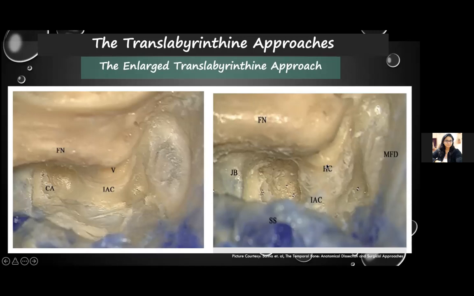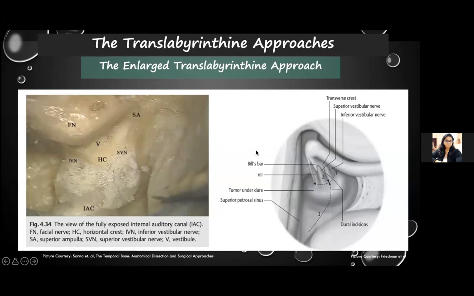Now, if we have studied anatomy, there is a horizontal crest, a vertical crest and a transverse crest. So this we are seeing here. Here you can see a schematic representation of Bill's bar and the transverse crest. Bill's bar is a crest which divides the facial nerve from the superior vestibular nerve. And here you can see the transverse crest, which divides the inferior vestibular nerve from the superior vestibular nerve. So that is what is shown here in the picture.